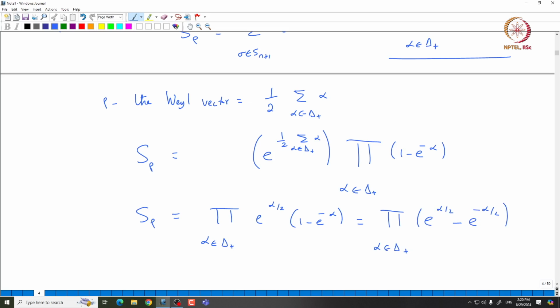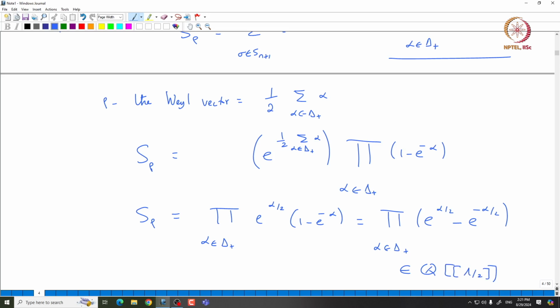So, now you can see that this is why we are enlarging that group ring to the group ring generated by lambda by 2, and we are going to invert these elements in this product. So, that is why we need to consider this as an element in the formal power series. So, this is indeed an element in the formal power series.